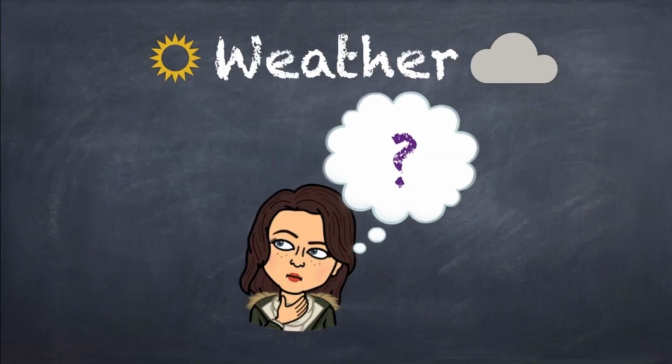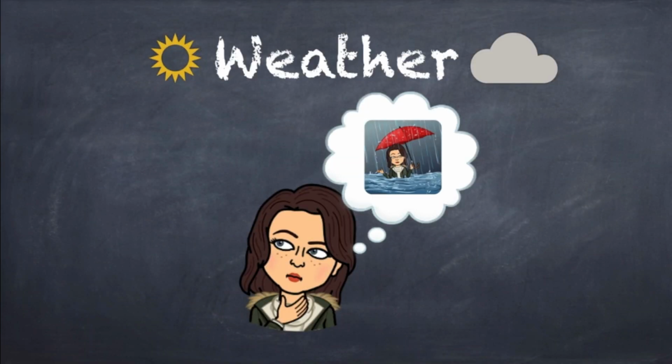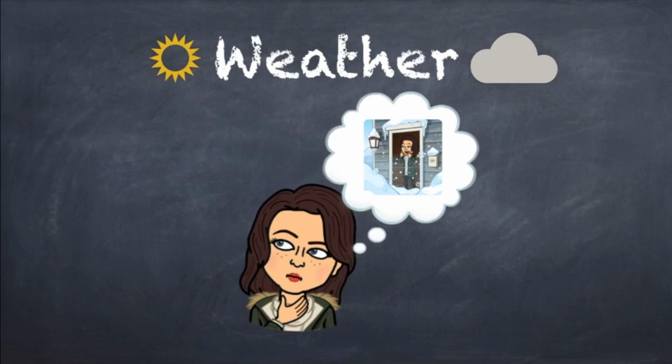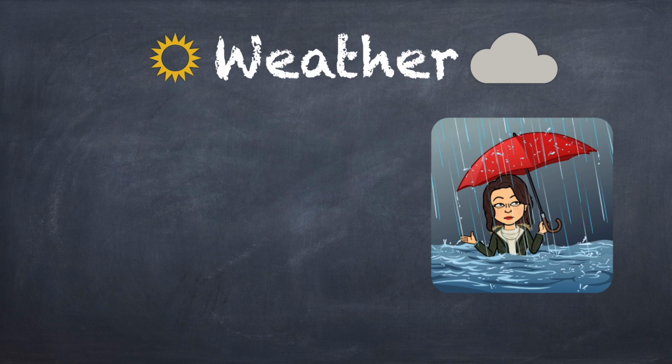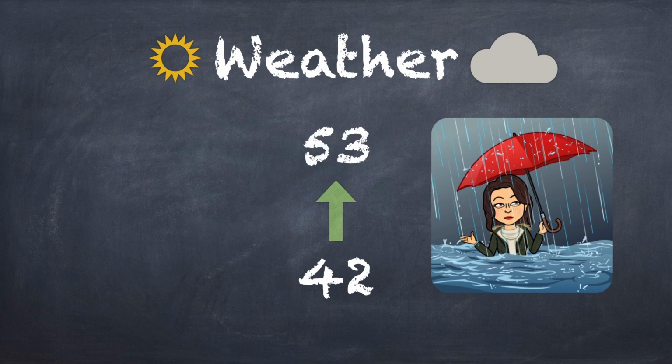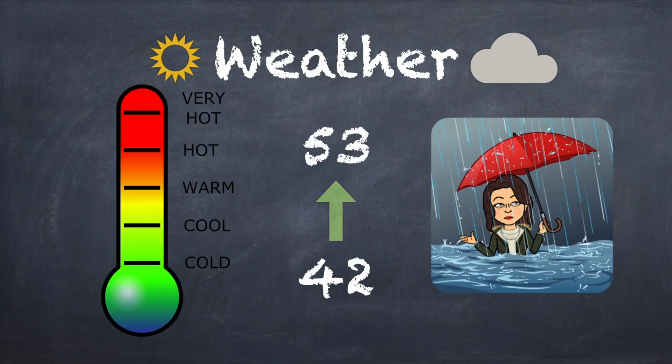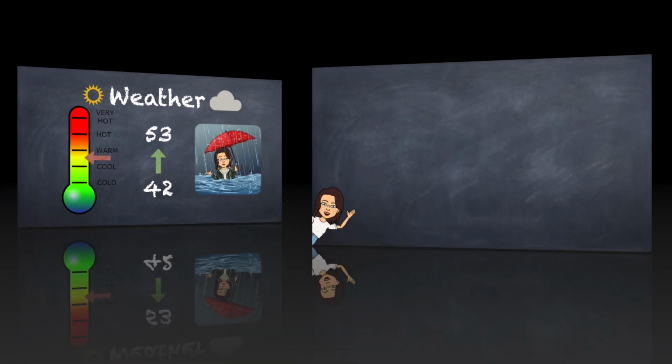I wonder what the weather is like today. Let's go take a look and see. I wonder if it's sunny, cloudy, rainy, windy, if it's snowing. Today has been a pretty rainy day with a lot of clouds off and on. It started off at 42 degrees and will go up to 53 degrees. So if you look at our thermometer, that puts us in that warm, cool zone. So if you're going to go outside, make sure you wear something to keep you warm and dry.